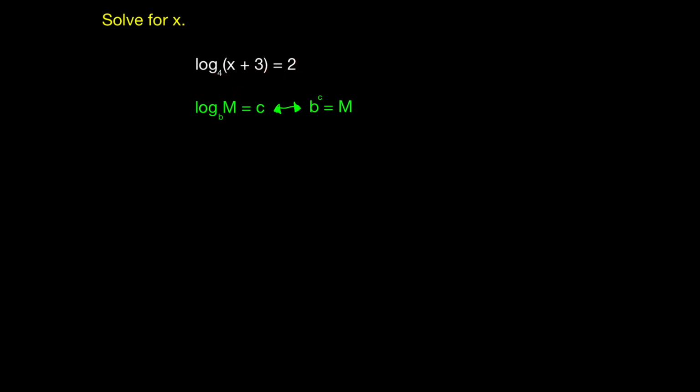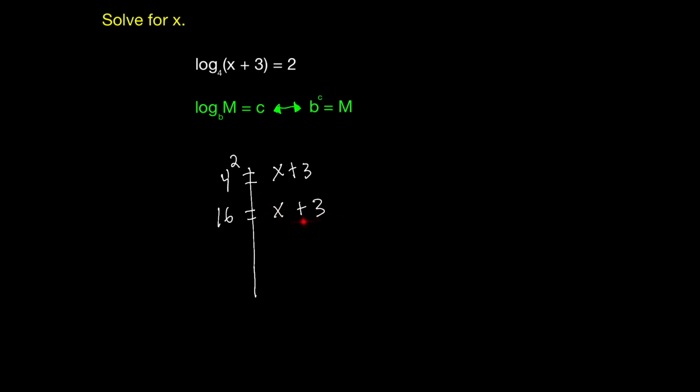So I'm going to grab my base 4, and I'm going to raise it to the second power, and that should yield the quantity x plus 3. Again, just using the definition of a logarithm. Now I can go ahead and solve this equation. So on the left hand side, 4 to the second power is 16. And then the objective is to solve for x.